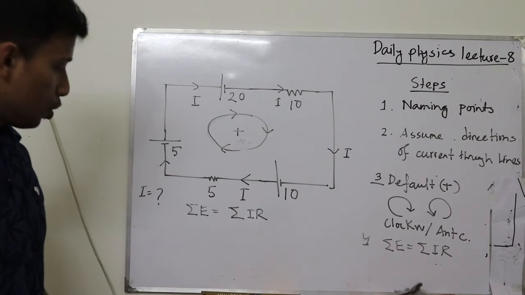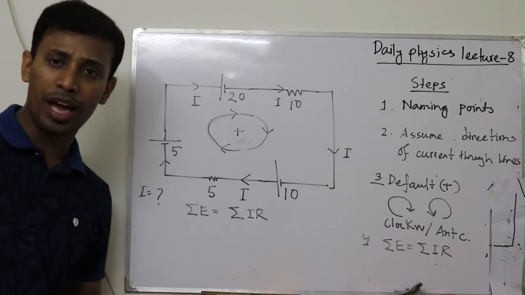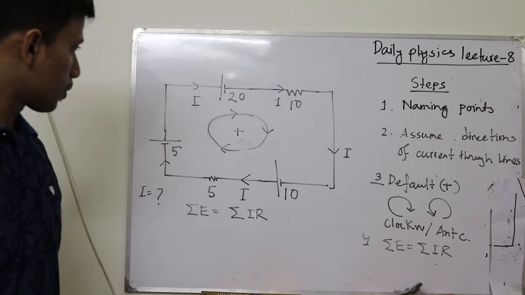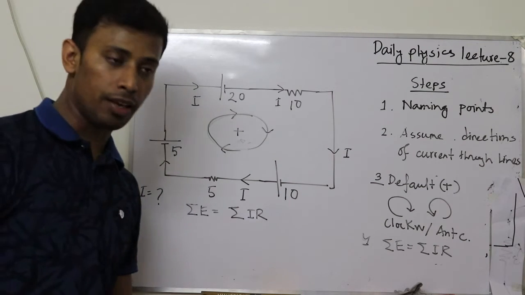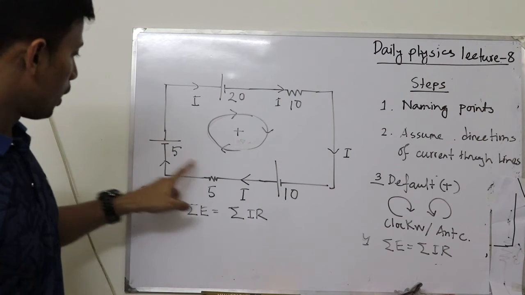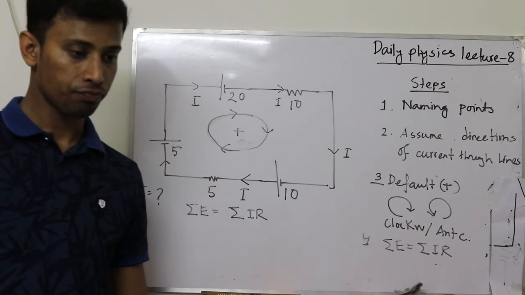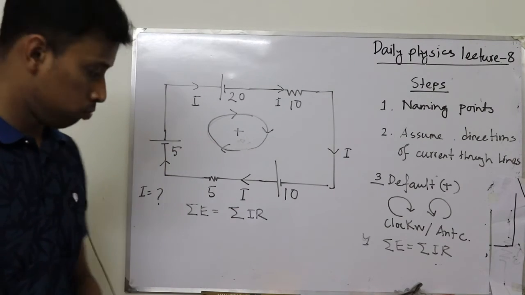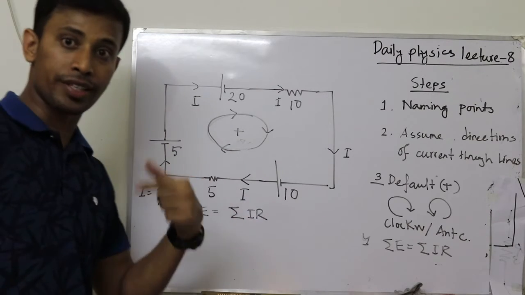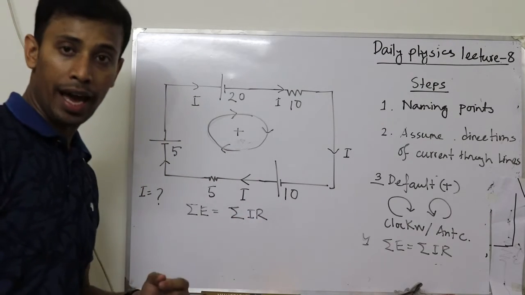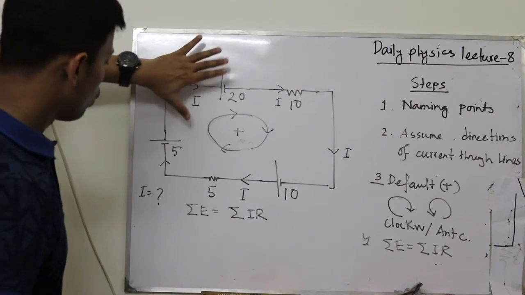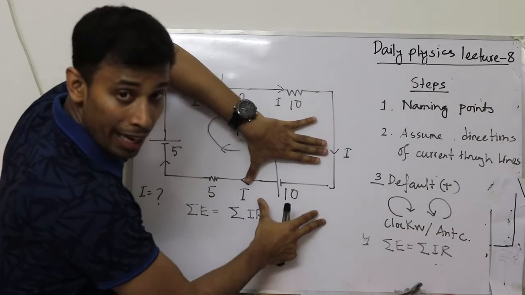In this law, at the left side we have the summation of E's, so we will sum the EMFs. EMFs come from cells, so let's find out where the cells are. Here, here, here. We have 3 cells. Those which act along the clockwise direction will be considered positive, and those which act along the anti-clockwise direction will be considered negative. So let's start with these 10.